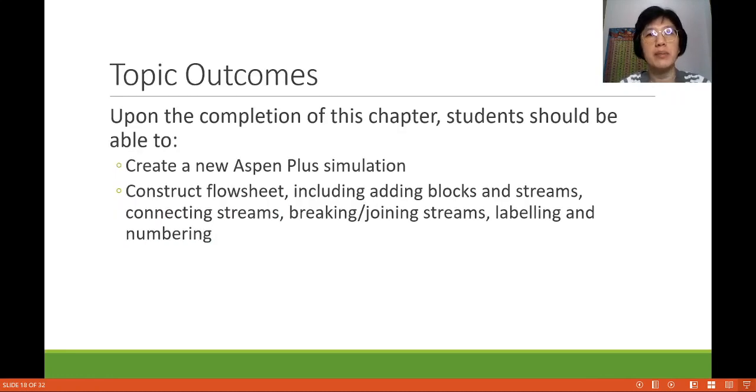There are two outcomes for this chapter. First outcome is upon the completion of this particular chapter, you should be able to create a new Aspen Plus simulation, and second outcome is to construct a flow sheet, including adding blocks and streams, connecting streams, breaking or joining streams, labeling, and also numbering the streams and also the blocks.